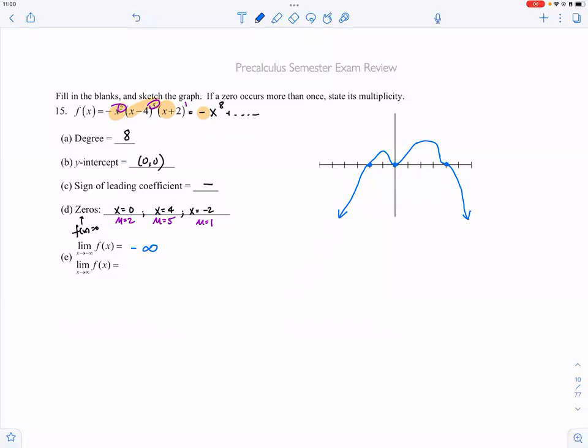All right. Limit as x goes to positive infinity, which means that if x goes to the right, on the function, where does it go to? It goes to also negative infinity. So it's very easy. Okay, just make sure you look at the graph and make the proper interpretation.